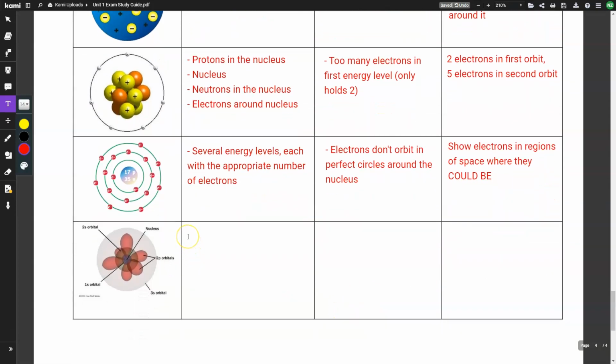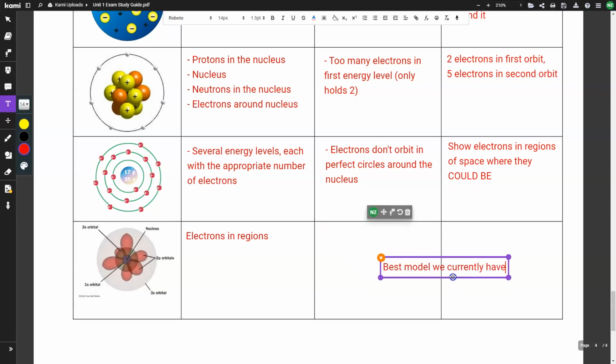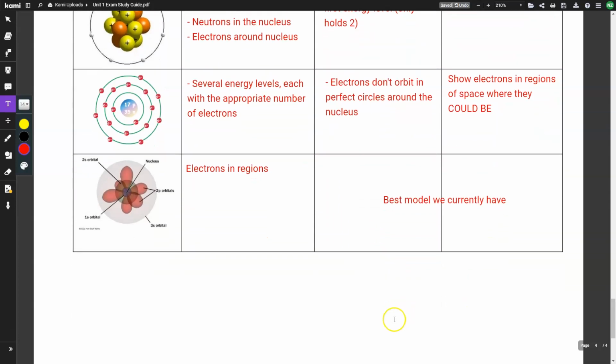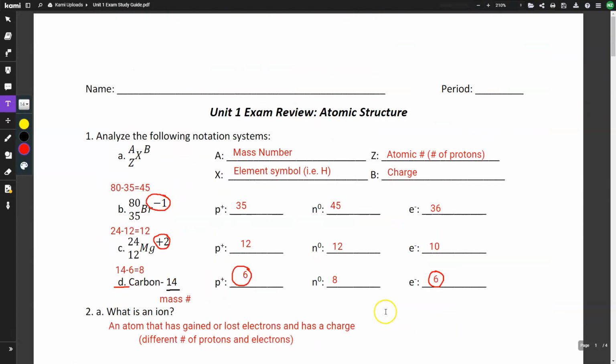And then the last one, this is our electron cloud model. So electrons in regions. There really isn't anything wrong with this. So this is the best model we currently have. So I can kind of make that the answer for both. And that's it. That's a study guide. That's everything we covered in Unit 1.